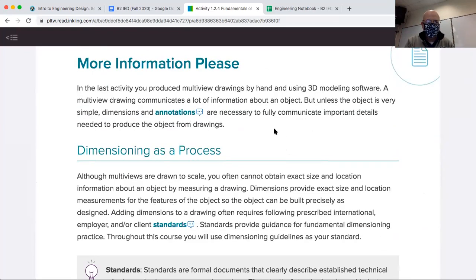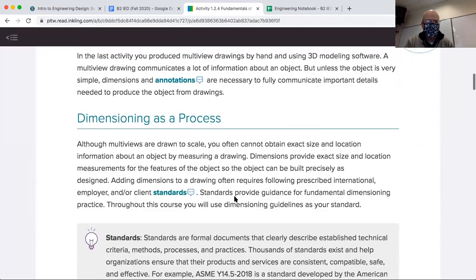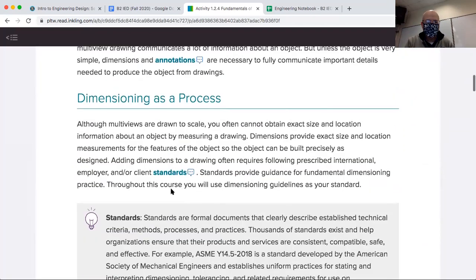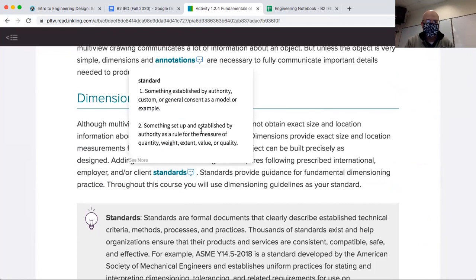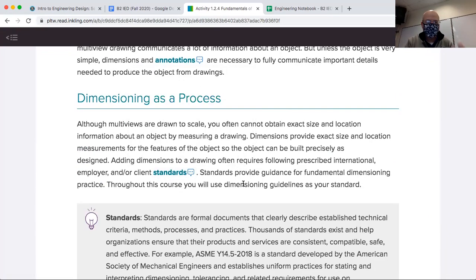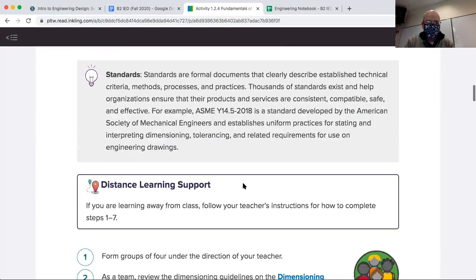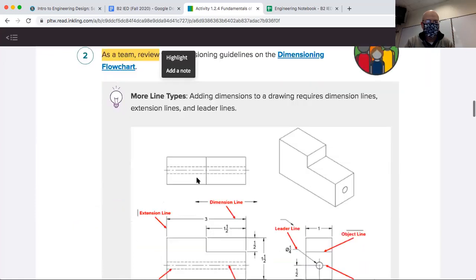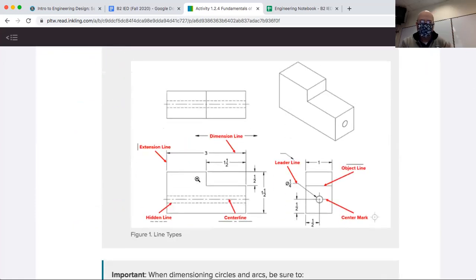When you do your notebook entry, of course, you have to do a note for each paragraph. And look, these are like some easy little cheat notes that you can take. I certainly would not write word for word what's there, but I would try to abbreviate it in a way that makes sense. So a note for each paragraph. Step 1 says form groups. Don't worry about that. Step 2 says as a team. Don't worry about that. But then what I do want you to do is in your notebook with pen on paper, I want you to draw this multi-view.